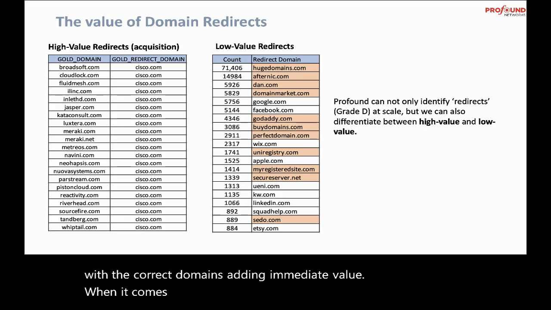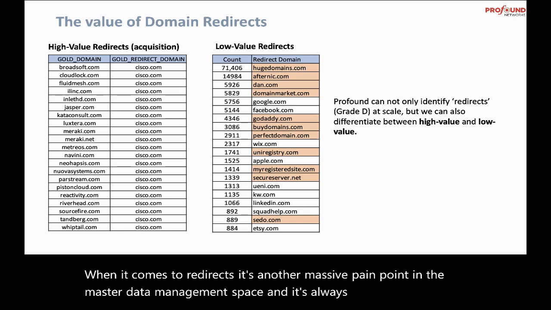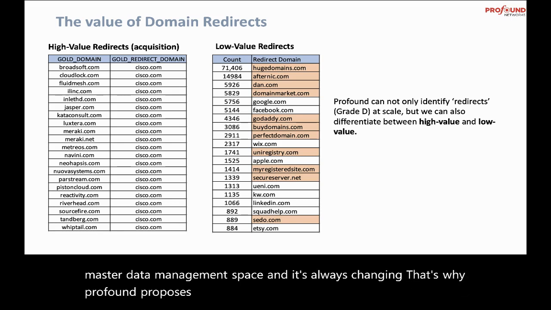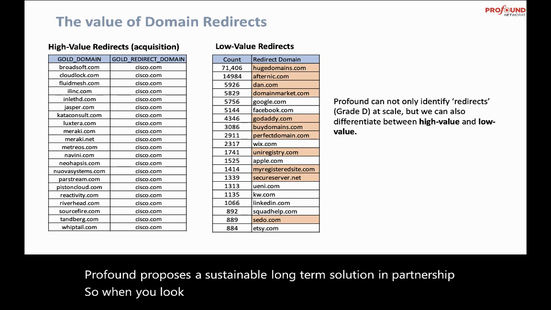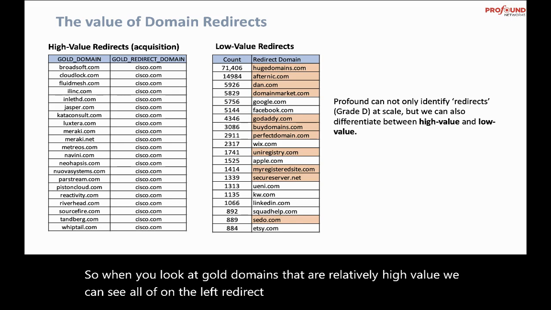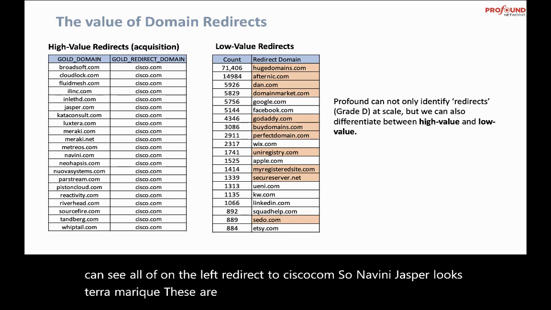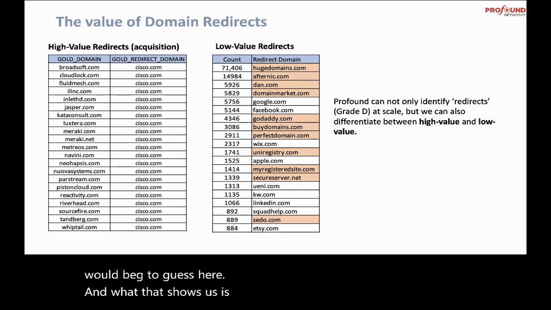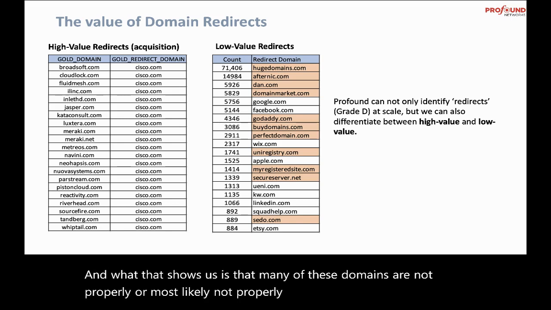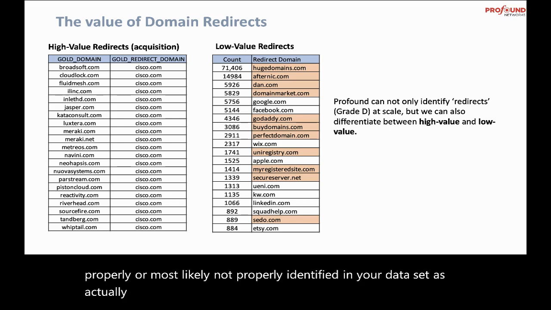When it comes to redirects, it's another massive pain point in the master data management space, and it's always changing. That's why Profound proposes a sustainable long-term solution in partnership. So when you look at gold domains that are relatively high value, we can see all of these on the left redirect to Cisco.com. So Navini, Jasper, Luxtera, Meraki, these are all acquisitions, one would beg to guess here. And what that shows us is that many of these domains are not properly, or most likely not properly identified in your data set as actually belonging to Cisco.